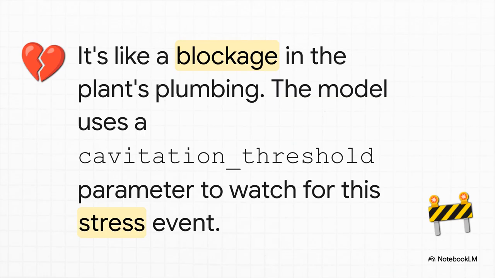So of course, our model has to account for this. It uses a parameter called the cavitation threshold to keep an eye out for it. If the model sees that the internal water pressure is dropping too low, it simulates this blockage, and that automatically reduces the plant's ability to pull up more water.